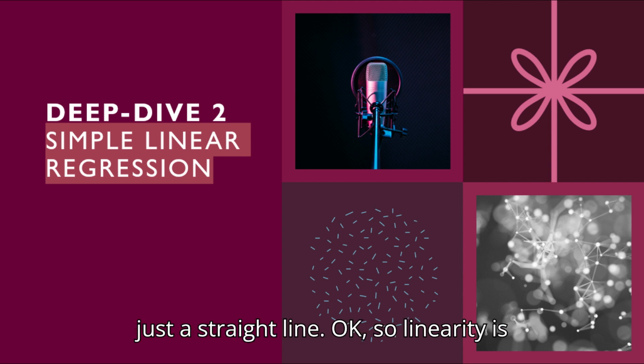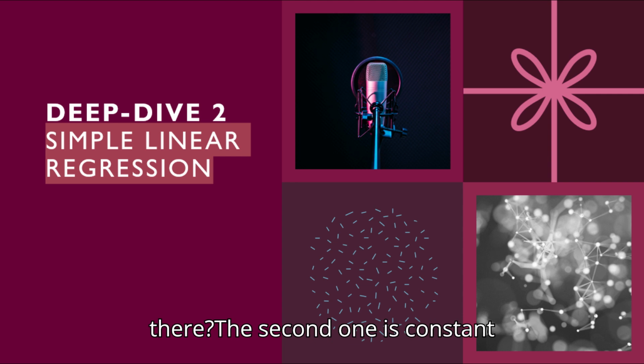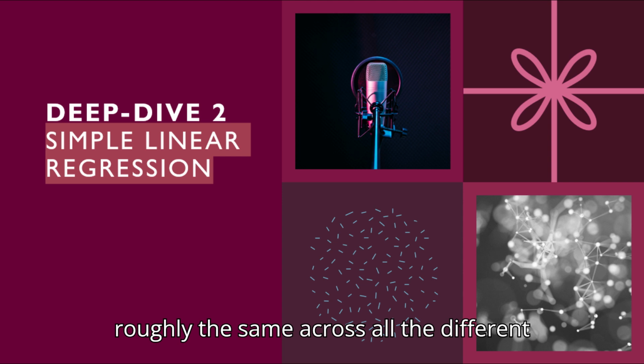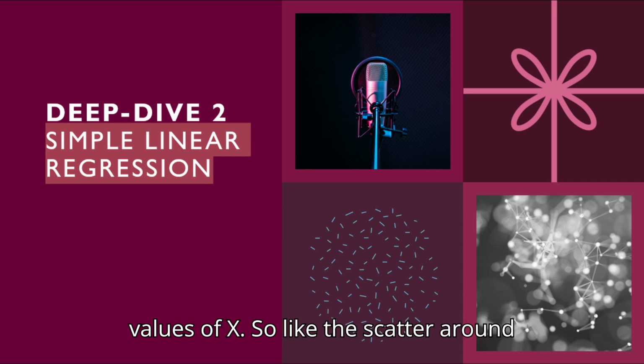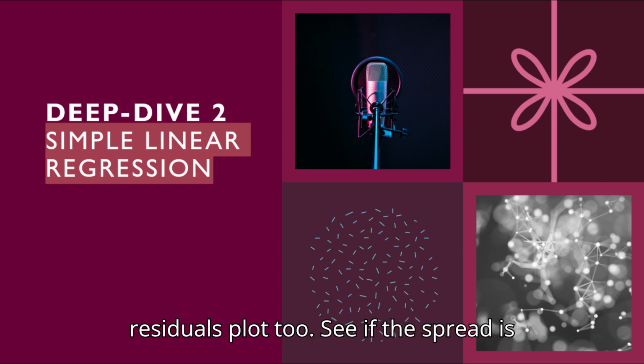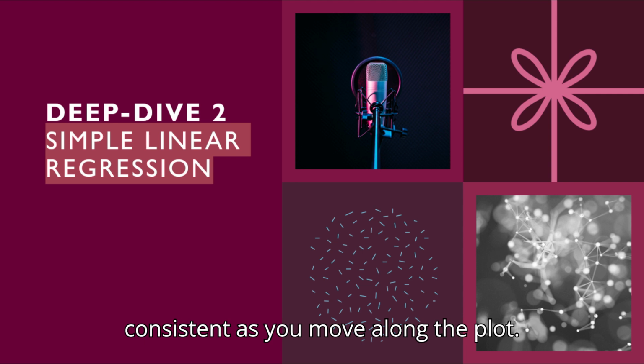Okay, so linearity is the first thing to check. What else is there? The second one is constant variance, which is sometimes called homoscedasticity. It's a mouthful, I know. It just means the spread of the errors, so how much they vary, should be roughly the same across all the different values of x. So like the scatter around the line should be consistent. Yeah, exactly. You check that with the residuals plot too. See if the spread is consistent as you move along the plot.